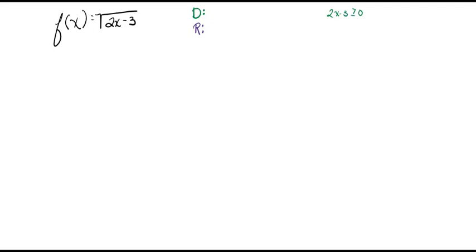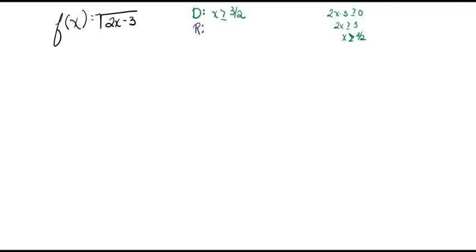So I add 3 to both sides and I get 2x is greater than or equal to positive 3. I'm dividing by a positive number, so I don't have to turn the sign around. So x is greater than or equal to 3 halves. So the domain is x is greater than or equal to 3 halves.